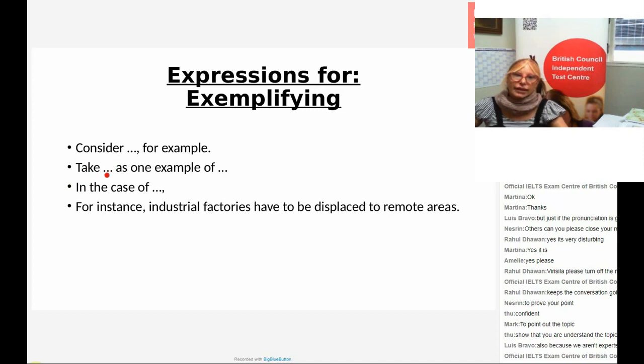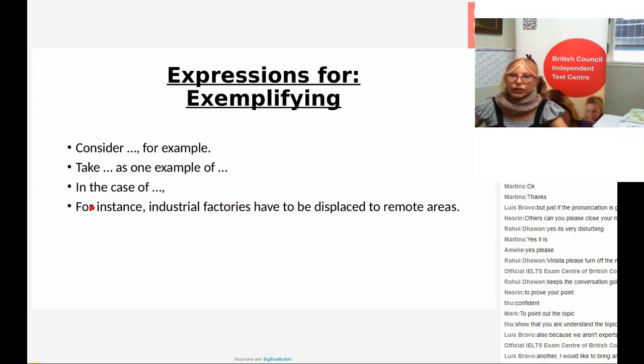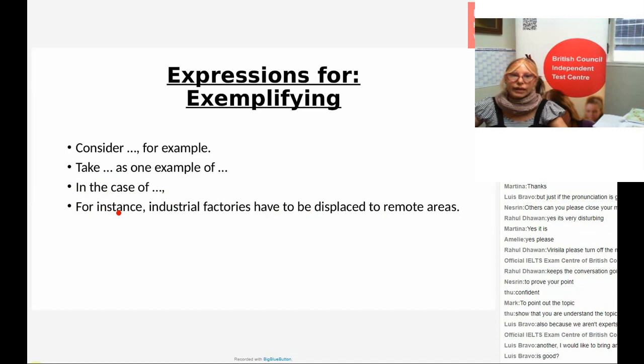Another way of giving an example is just to use take and then the noun, take something as an example of something. Take the vaccination as an example of trying to control COVID-19. Take the vaccination as one example of COVID-19. Another way of giving an example is in the case of. In the case of, this is quite a good one to use, in the case of plus noun. And then just our usual for instance or for example, industrial factories have to be displaced to remote areas. For example, for instance.